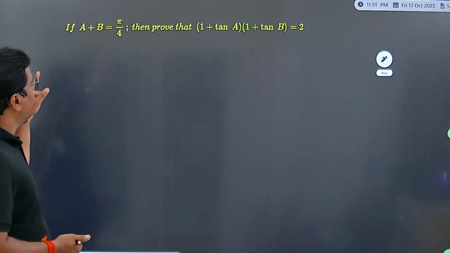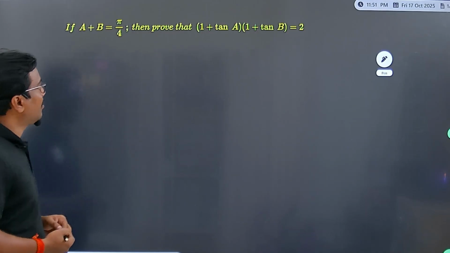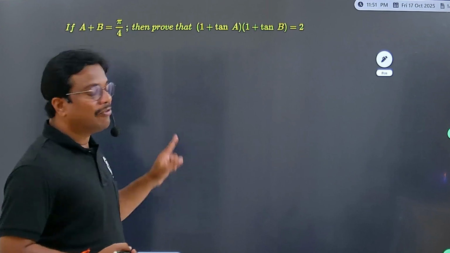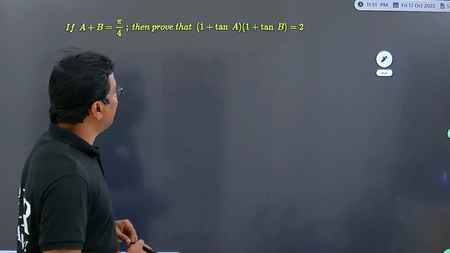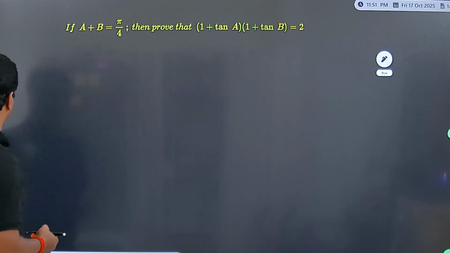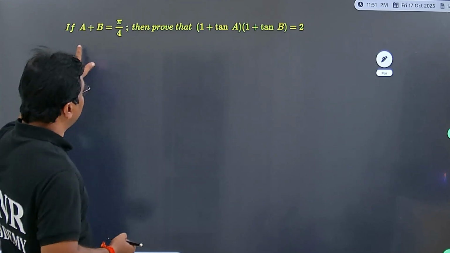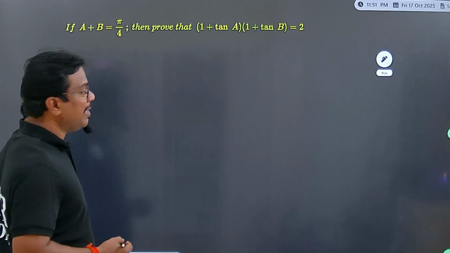Look at the first one. If a plus b equal to pi by 4, then prove that (1 plus tan a) into (1 plus tan b) equal to 2. Since the value of a plus b is given as pi by 4, using that let us prove that (1 plus tan a) into (1 plus tan b) is 2.